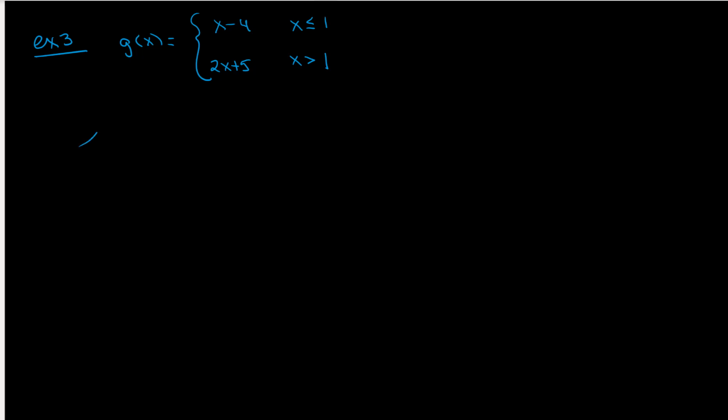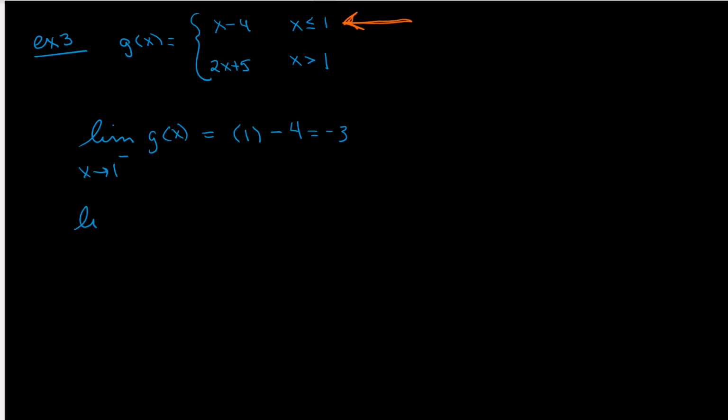If you are asked to evaluate the limit of g of x as x approaches 1 from the negative side, the way this would be handled is, remember, we're coming at 1 from the negative side, which means to the left of 1, so values smaller than 1. Oh, that means we're going to use this first function. Using this first function, that means that we're going to plug the 1 into the first function. So we're going to have x minus 4, which is going to give us a negative 3.